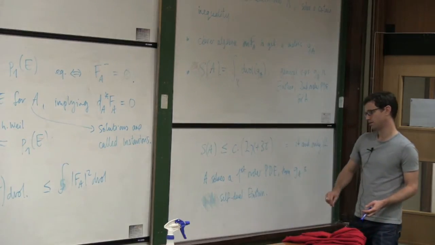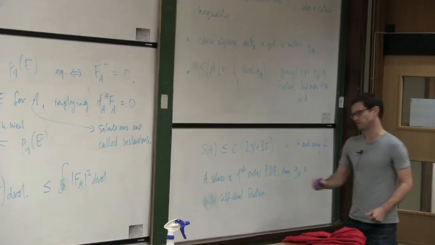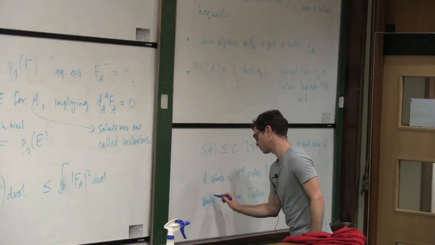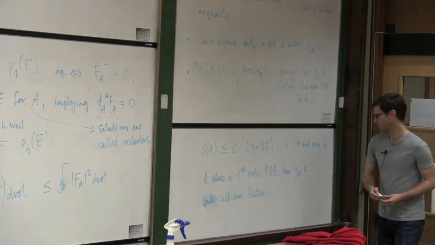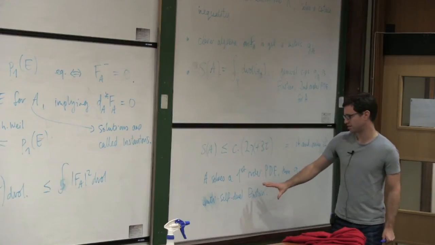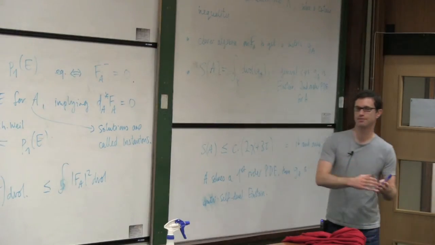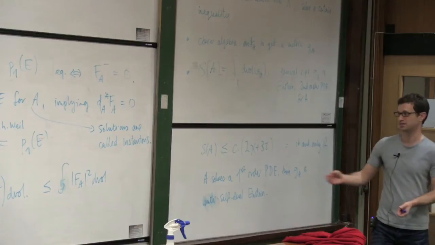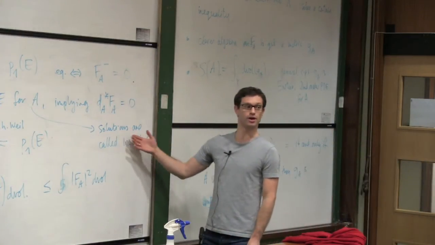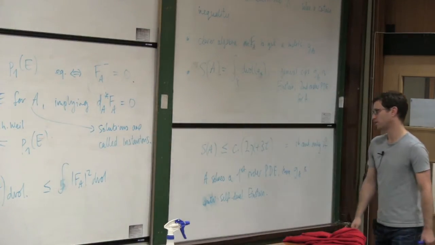No, anti-self-dual. Anti-self-dual, sorry. I was right all along. So this says that a piece of the curvature tensor that sends lambda plus to lambda plus vanishes. So it's an analog of this instanton equation here, but for Riemannian metrics.